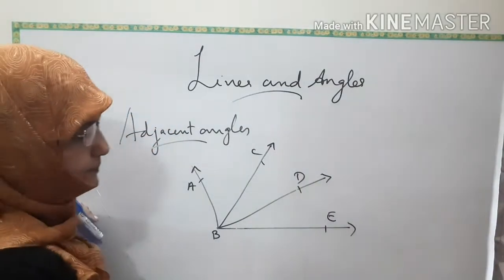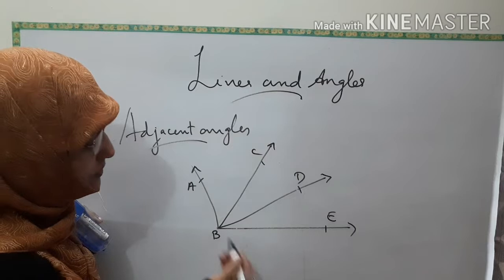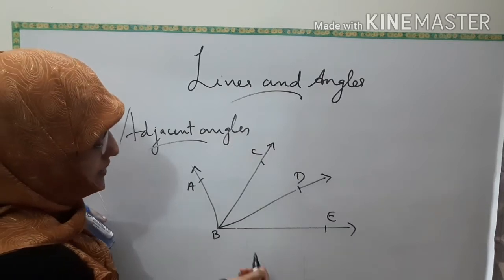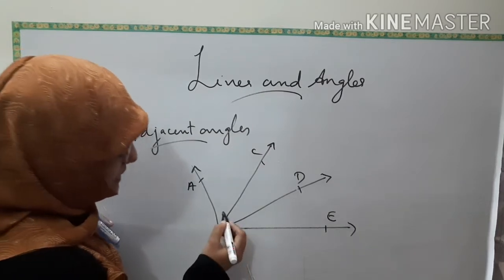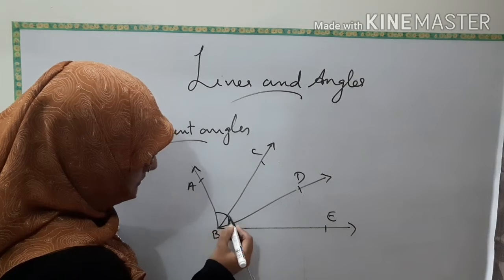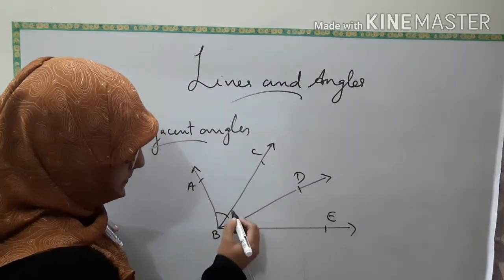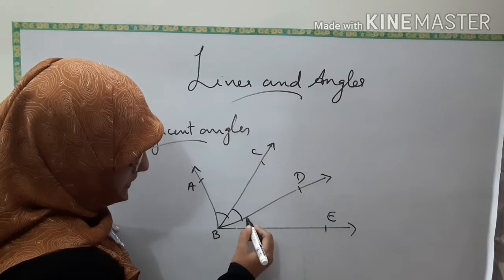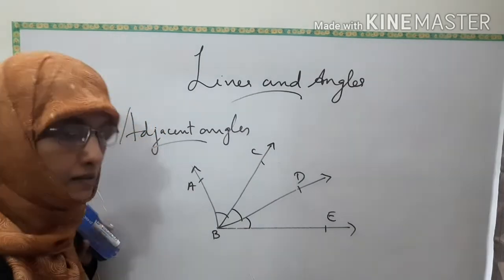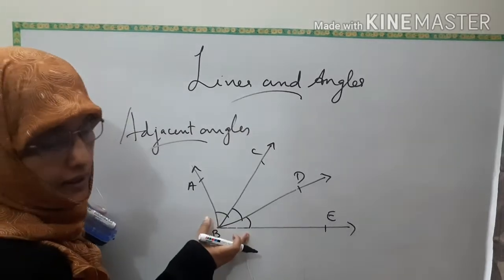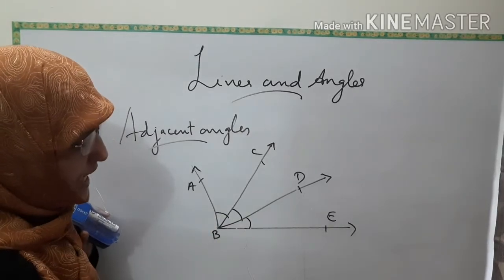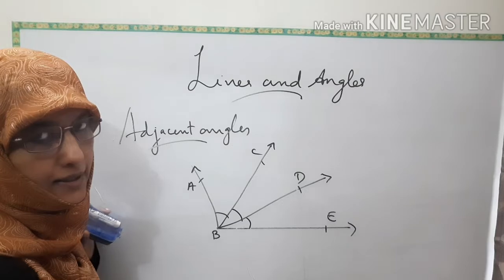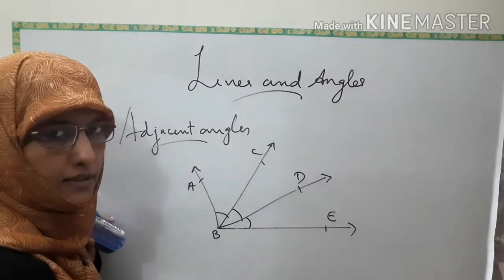See this figure. How many angles are there? So many angles are there, isn't it? Now, which are the adjacent angles? We can take three common angles here: angle ABC, angle CBD, angle DBE. Other angles also are there, but first we will take these three angles. Now, can you say which are the adjacent angles here in this figure?